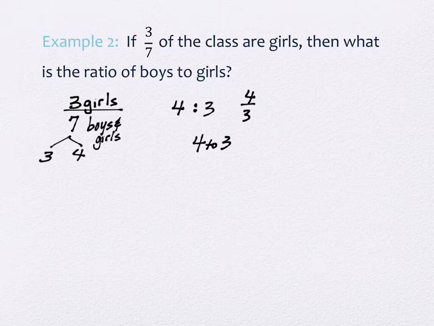Of course, you don't have to do ratio with boys and girls. You can do ratio with students and teachers. You can do ratio between ages. You could do ratio between heights, eye color, hair color, whatever you'd like. So those are some things that we could look at ratios for.